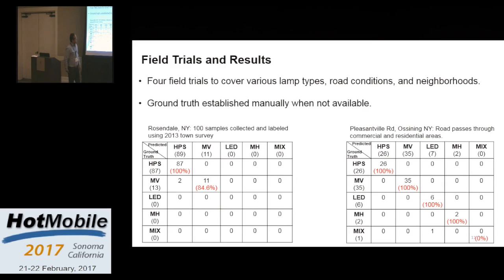Right? And other places in our surrounding areas in New York also gave us a chance to see what happens when you have a diversity of lamp types. So you can see this one road actually passes through commercial and business areas, and they have a good enough combination of high pressure sodium lamps and mercury vapors.